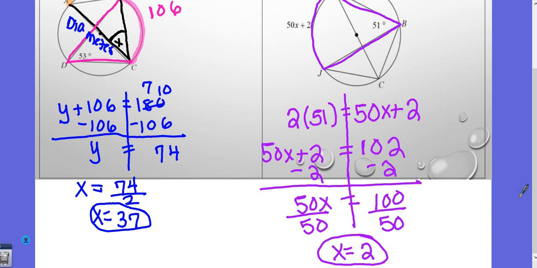And you can go and check to make sure that worked. So you can put 50 times 2 in, and you'll get 102. And then if you take half of 102, you should get 51. So you know you're good.